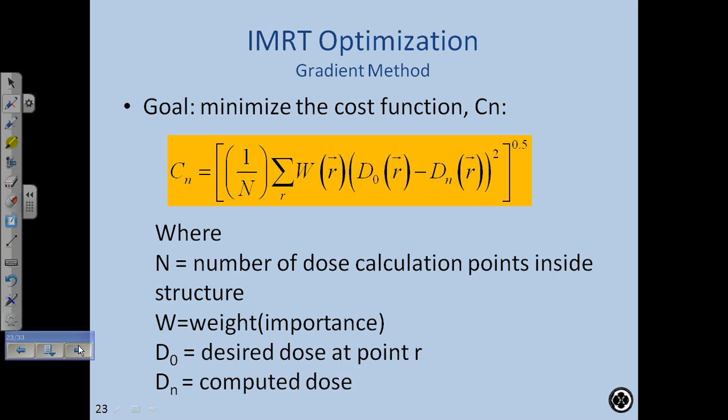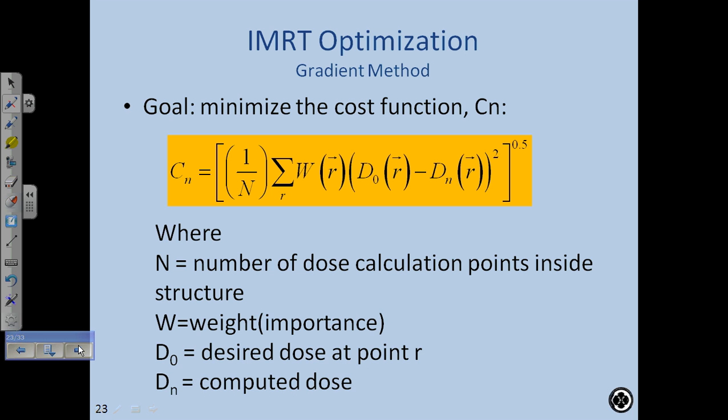Okay, so what is this? Oh, by the way, you've also placed your beams. So you arrange your beams in that trial and error approach, trying not to hit through any OARs. So you've arranged your beams. You picked your beam energy. Okay, that's important too. And then you hit optimize.